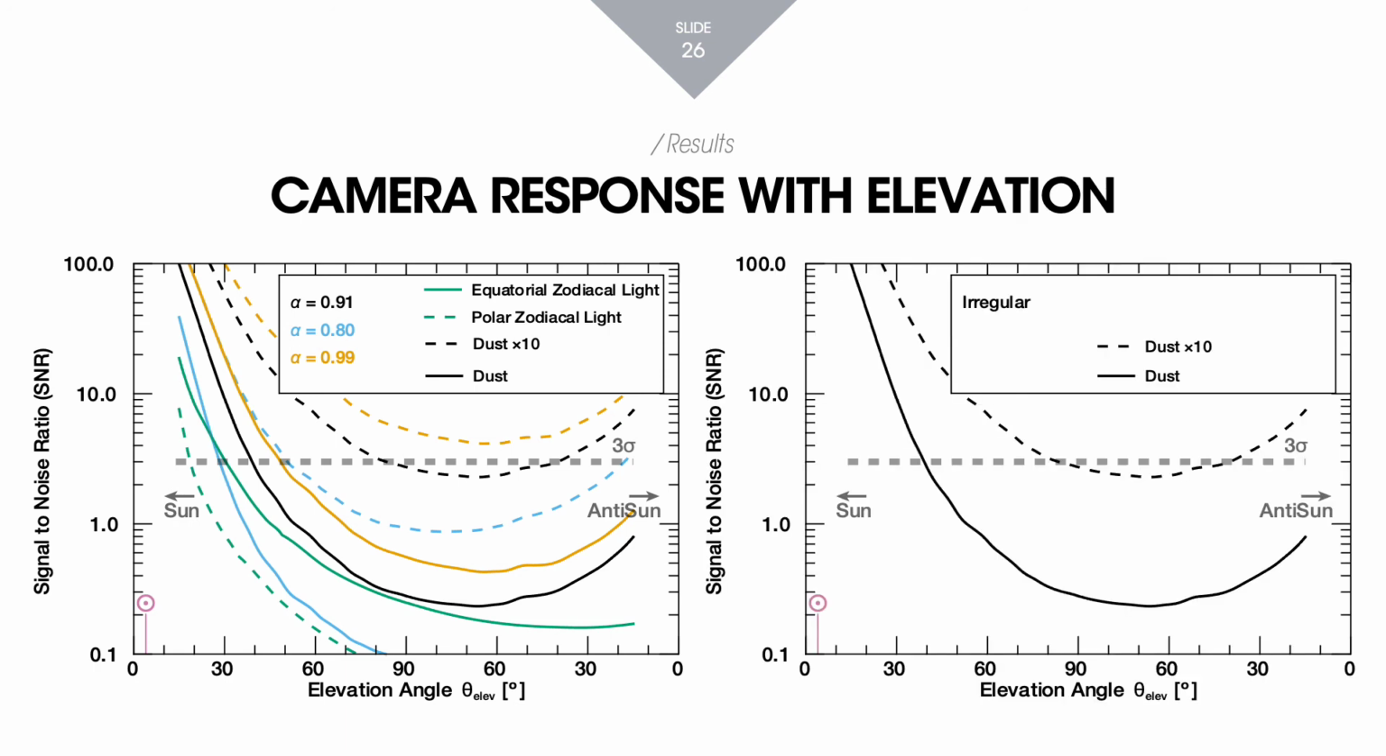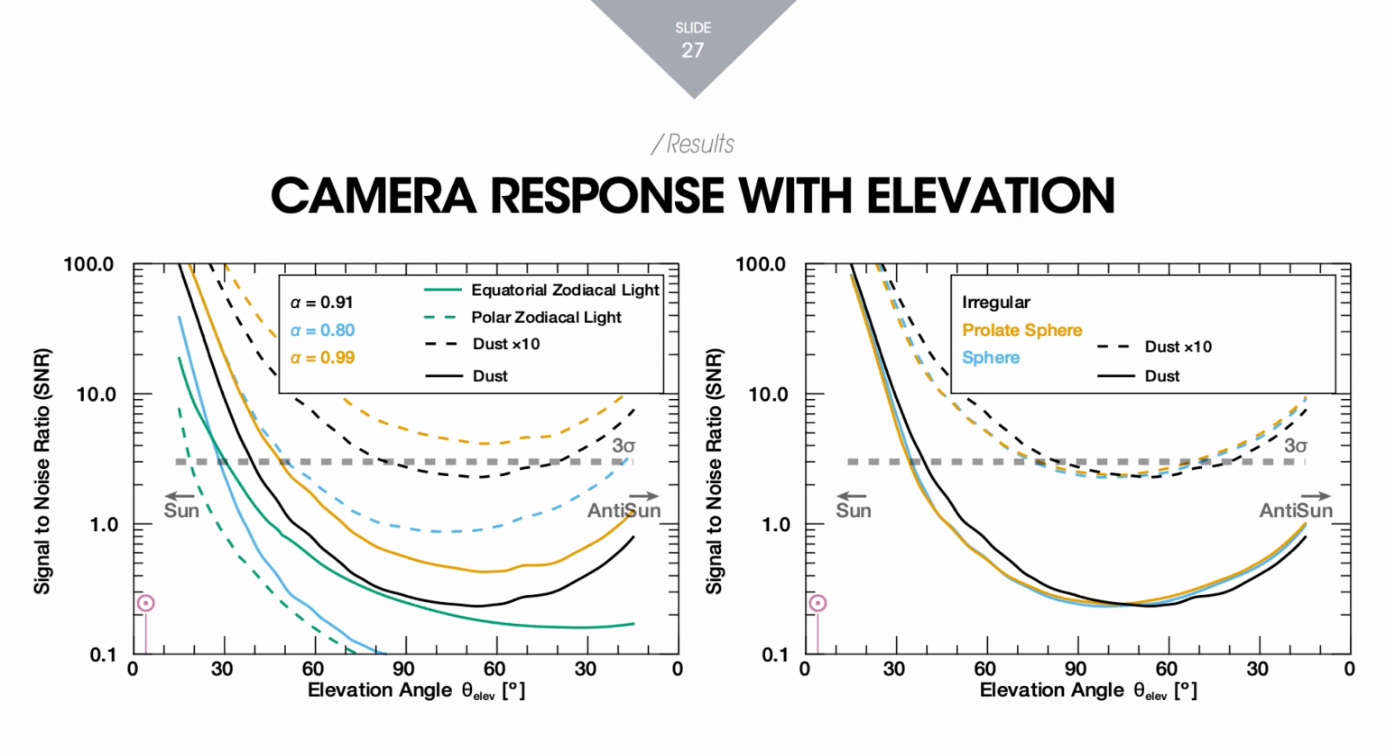For the figure on the right, we again start with our baseline case of irregular grains with alpha equals 0.91, but this time we want to investigate the effect of changing the dust grain shape. Now we add the blue and orange lines which indicate results for the different grain shapes, the prolate spheroids and spheres. Relatively large differences can be seen between the irregular and other shapes, the spheroids, at side and backscattering angles.